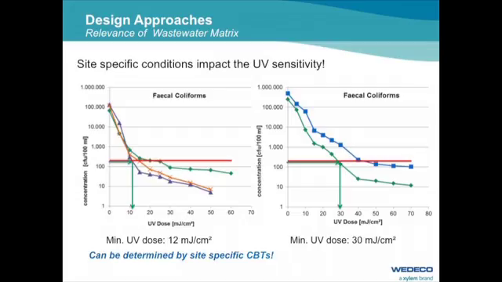So you would see that in this case a dose of 12 millijoule would be sufficient already for a geometric mean target of 200 fecal coliforms, and in the right example, you would need a lot higher dose. So you can account for the specific properties of your water by these modern design approaches.